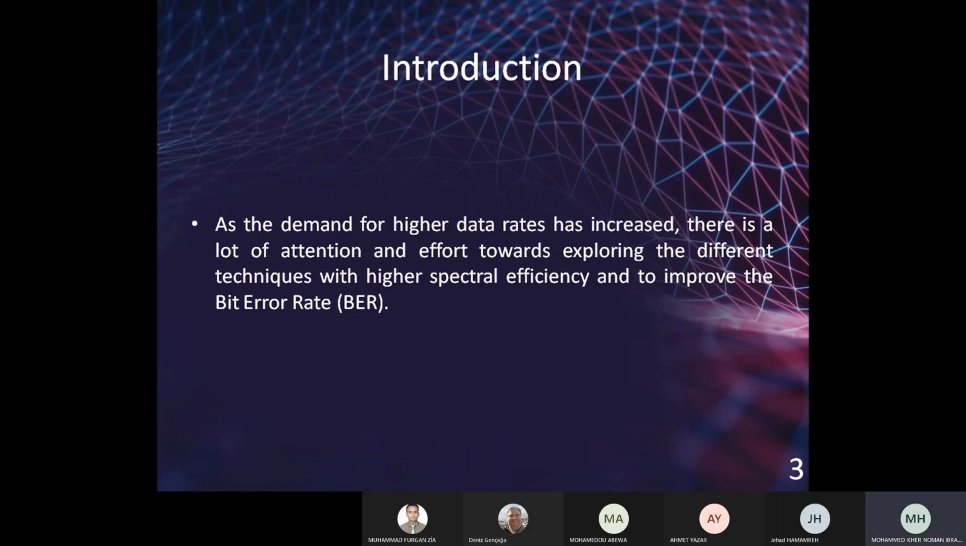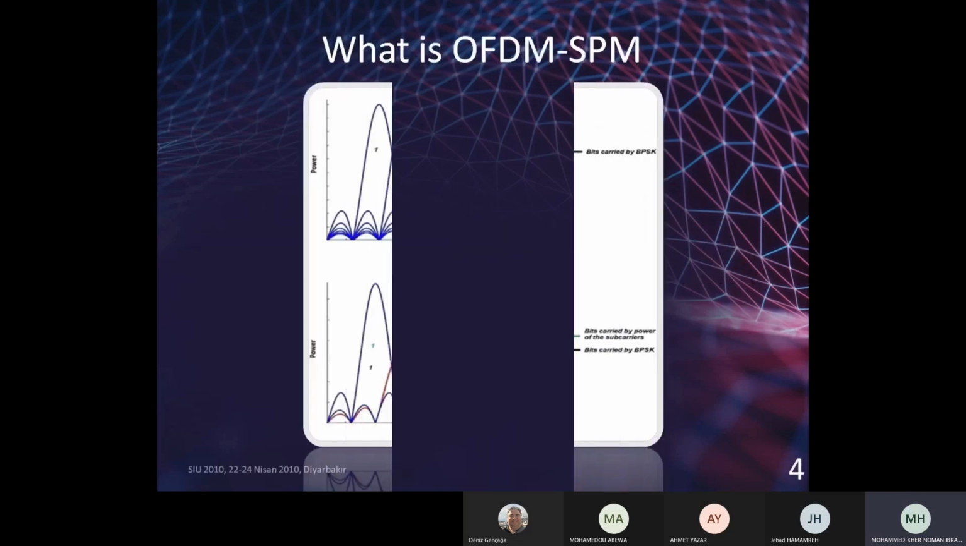OFDM has been used in Wi-Fi, 3G, and 4G, but the problem with OFDM is that it has some issues related to peak to average power ratio and out of band emission, and this can reduce its spectral efficiency. To improve spectral efficiency further, a new technique has been introduced that adds a new dimension to increase the amount of data rate that we can send in wireless channels. This technique is known as orthogonal frequency division multiplexing with subcarrier power modulation, OFDM-SPM.